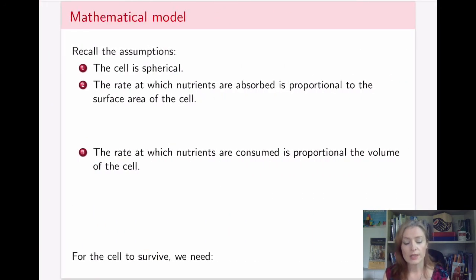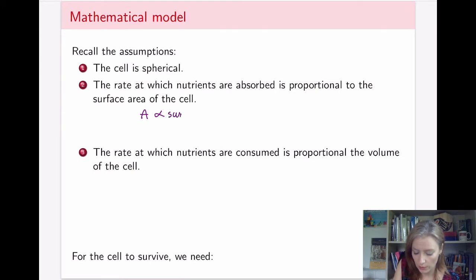Okay, let's go back through the assumptions and see what that means using our newly introduced variables. So the cell is spherical means that we actually have the formulas for surface area and volume in terms of the radius. The next assumption was the rate at which nutrients are absorbed is proportional to the surface area of the cell. So the rate at which the nutrients are absorbed is denoted by A, and it's proportional, remember our little proportion sign, to the surface area of the cell.